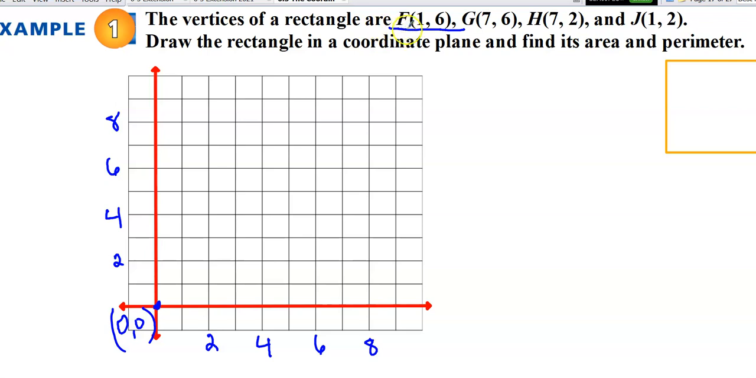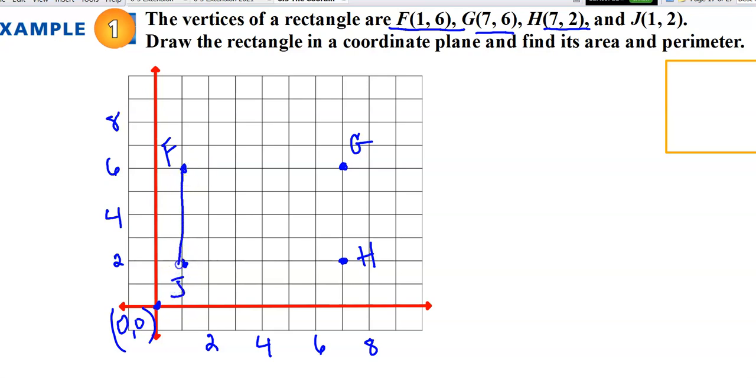So the F is 1, 6. Remember, I start at the origin. I go over 1. I go up 6. I make my point and I label, right? I want to label each of the vertices of the rectangle I'm going to draw. And then G is 7, 6. So I go over to 7 and I go up 6 and I make my next point and I label it with a G. And then H is 7, 2. Start back at the origin, go over 7, up 2, and then J is 1, 2. Back to the origin, over 1, up 2, and there's my J.